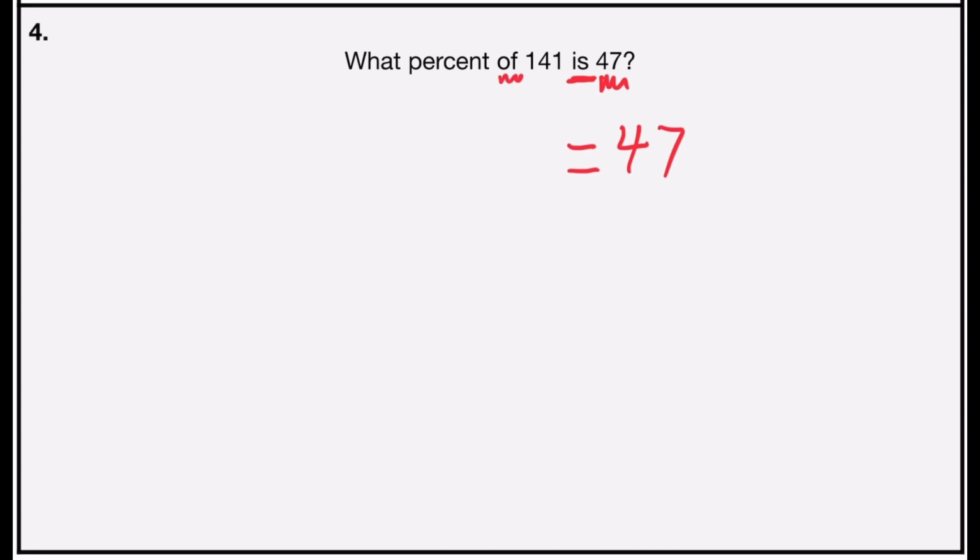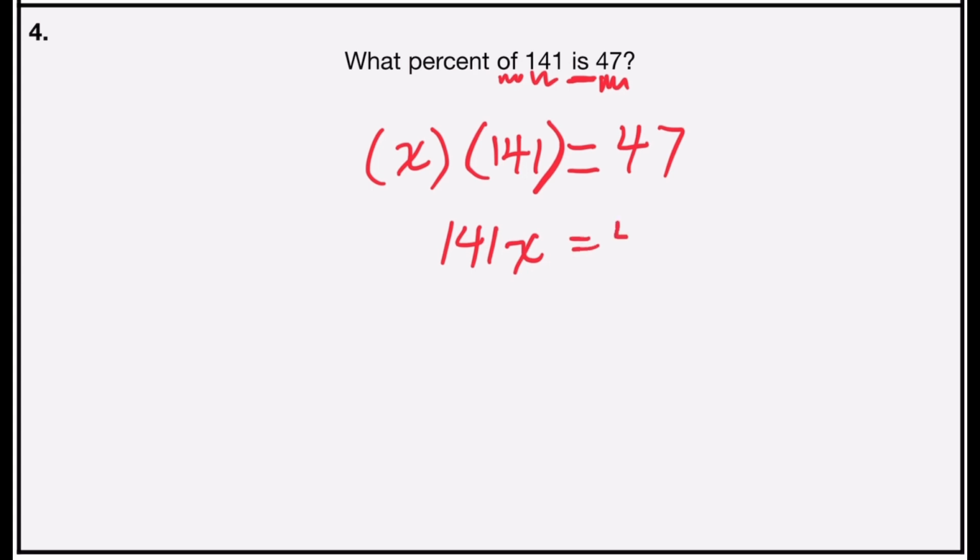That indicates that I'm going to be multiplying by what percent is going to be my variable and the number 141. So x times 141 is just 141x, and that will equal 47. Now I'll divide both sides by the coefficient, which is 141, in order to get x by itself.